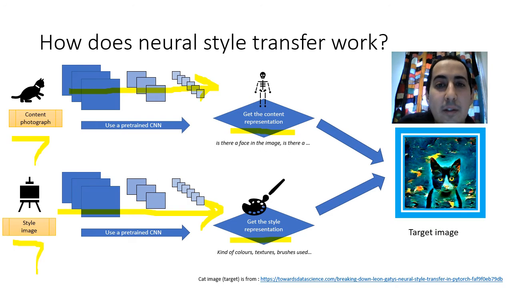Combined together, it gives an output like this cat. An image that looks like drawn by a certain artist, but in fact produced by computer. Let's move on to how to extract content and style information.